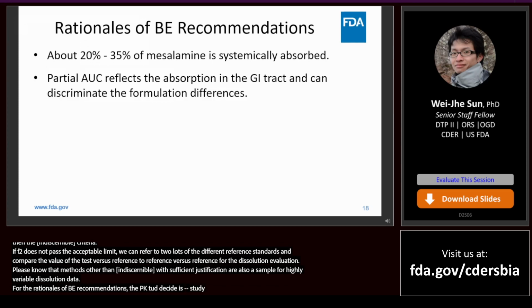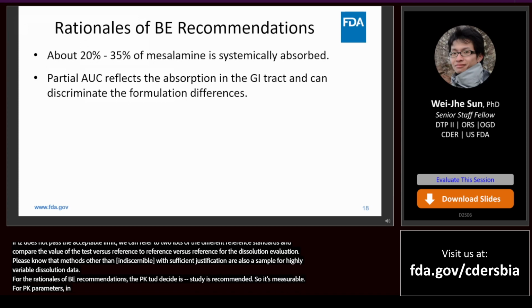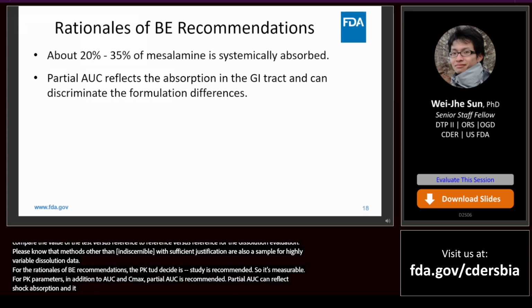For PK parameters, in addition to AUC and Cmax, partial AUC is recommended. Partial AUC can reflect drug absorption in the GI tract. In addition, it helps discriminate the formulation differences between the test and the reference standard.